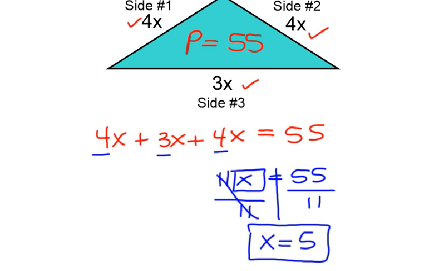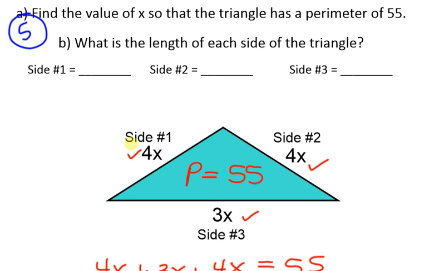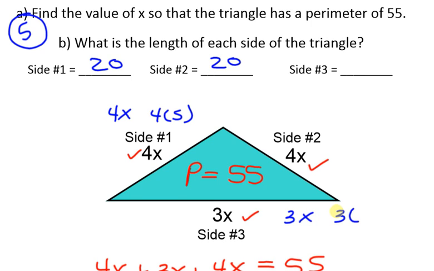But that's just the answer for part A. So part A is x equals 5. But now it wants to know what is the length of each side. So side 1 is 4x, but now we know what x is. So what is 4 times 5? 20. Side 2 is also 4x, so we know that that's also 20. And side 3 is 3x, but we know that x is 5. So what's 3 times 5? 15.